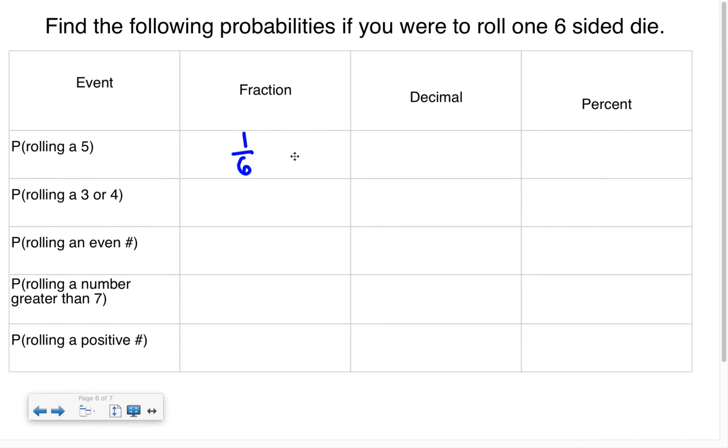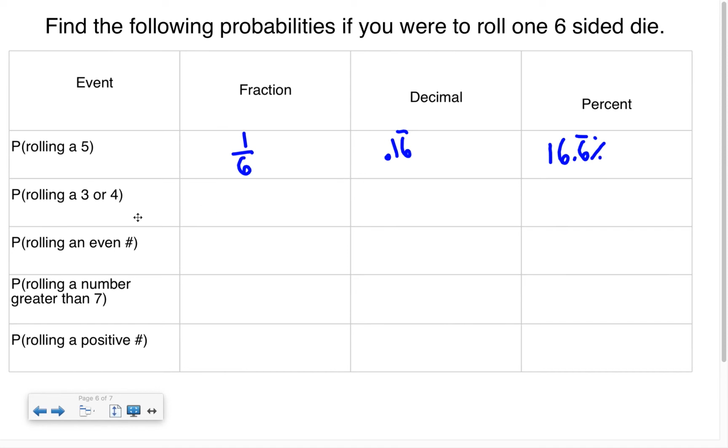Now in decimal form, fraction to decimal, we just do 1 divided by 6, which is 0.16 repeating. As a percent, if we move the decimal over twice, it's 16.6 repeating percent. So that's the probability of rolling a 5.